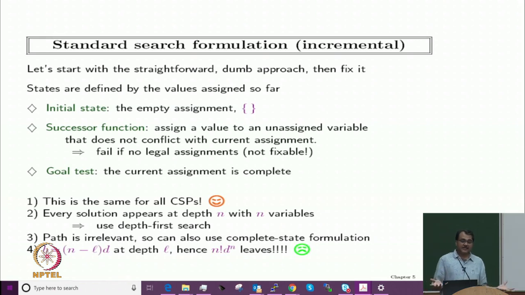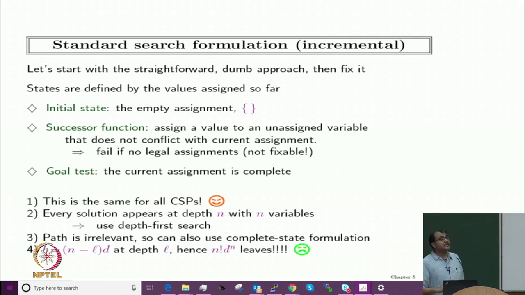States are defined by partial assignments. Initial state is the empty assignment. Successor function is assign a value to an unassigned variable that does not conflict with the current assignment. Yes, it is a constraint satisfaction problem. So, every time we assign a value, let us not assign a value that conflicts with the previously assigned values. If at some point I cannot assign a variable a value, then I backtrack. Goal test is the current assignment is complete. If it is complete, all the constraints would naturally be satisfied, because we are checking constraints at every step.